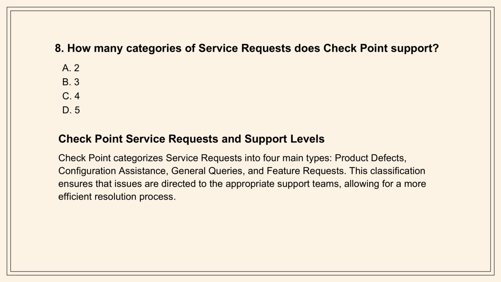Okay, and finally, let's wrap up this first part with questions 8 and 9. These focus on Checkpoint's service request process. And I got to be honest, this isn't my favorite topic. I understand. It can seem a little bureaucratic. But it's important. So question 8 asks, how many categories of service requests does Checkpoint support? They have 4 main categories. Product defects, configuration assistance, general queries, and feature requests. So it's like sorting your mail. You wouldn't send your bills to the same place you send a birthday card. Exactly. Got to keep them separate.